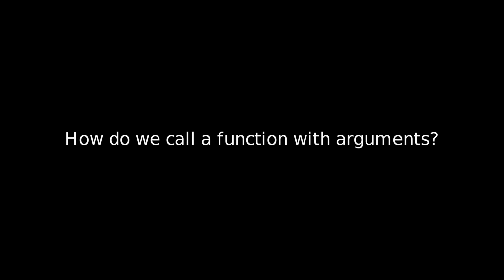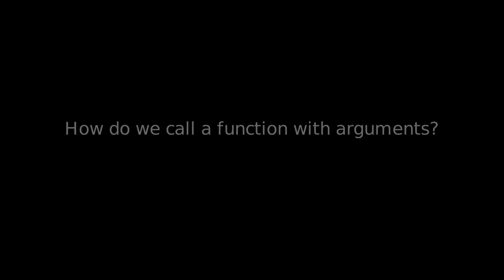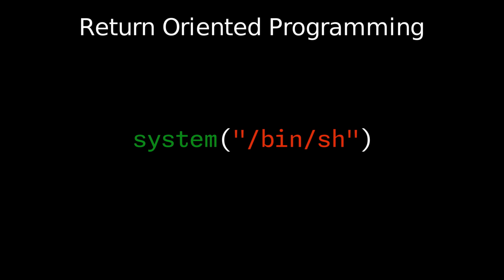But how do we actually call a function with values, right? Because when are we ever going to have a function that just gives us the win? So if we want to do something like that, we're going to need to do something called return-oriented programming, which we call ROP, because who wants to say that 3 times fast? The idea is that we have a function like system, and we're going to call system with bin sh. That's going to give us a shell. Usually that's kind of our goal, right?